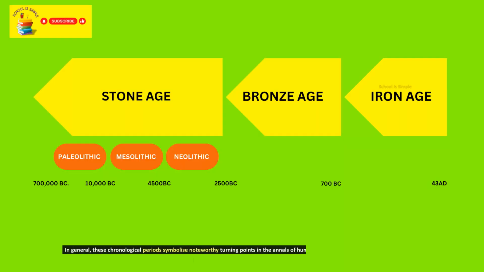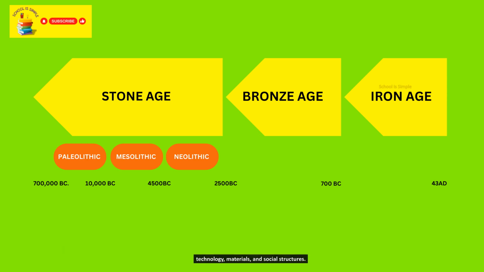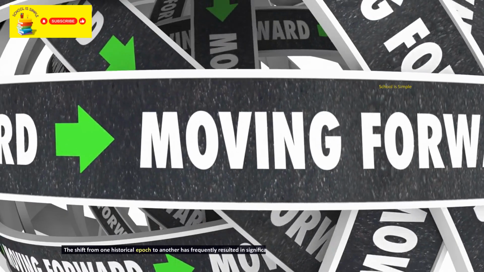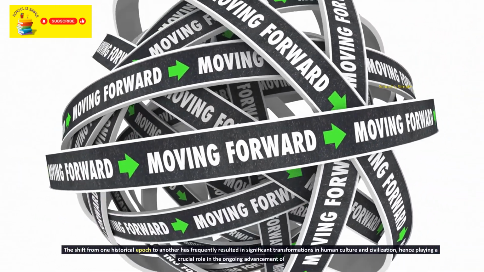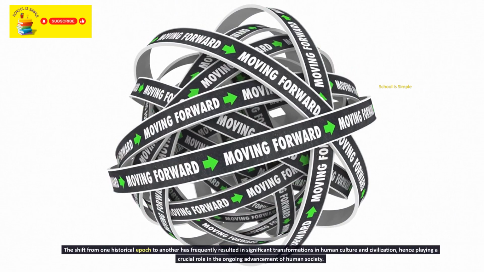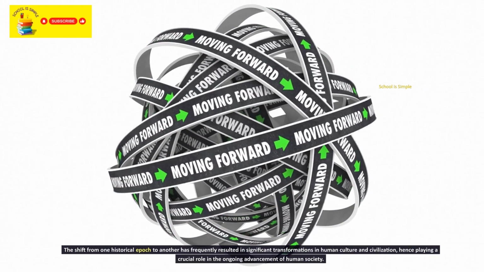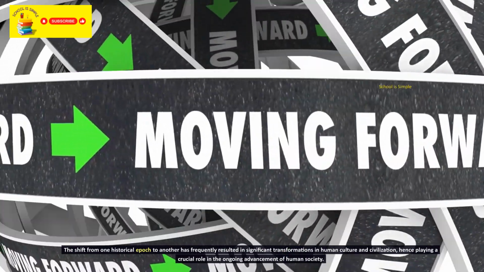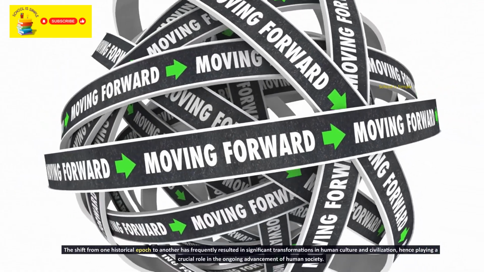In general, these chronological periods symbolize noteworthy turning points in the annals of humanity, characterized by discernible advancements in technology, materials, and social structures. The shift from one historical epoch to another has frequently resulted in significant transformations in human culture and civilization, hence playing a crucial role in the ongoing advancement of human society.